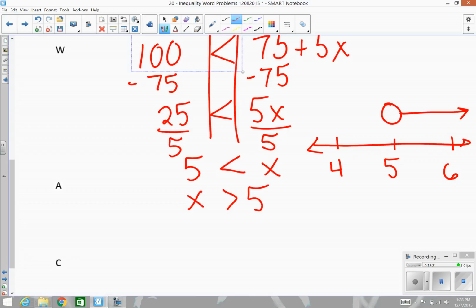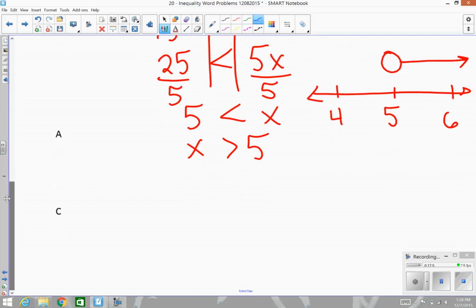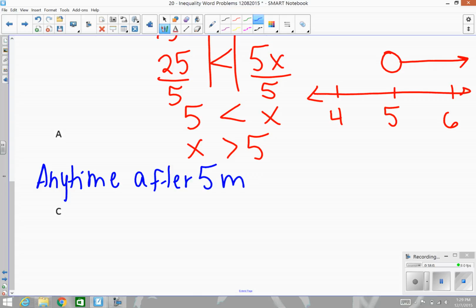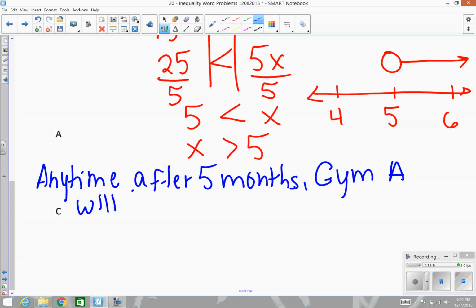So what this represents, x is the number of months. So the number of months has to be greater than 5 for gym A to be the cheaper option. When we write this in sentence form, we're going to say anytime after 5 months, gym A will be less expensive.